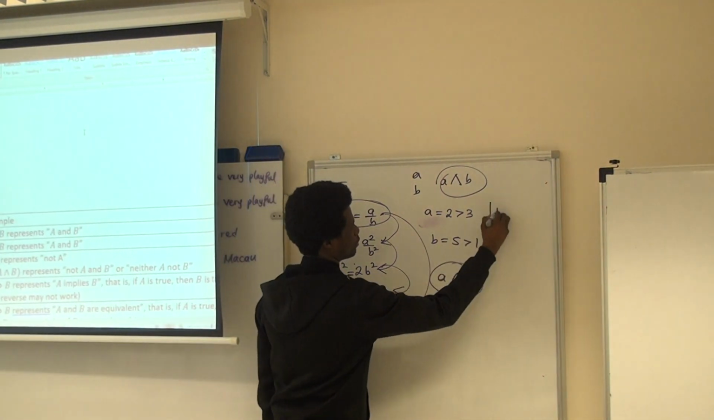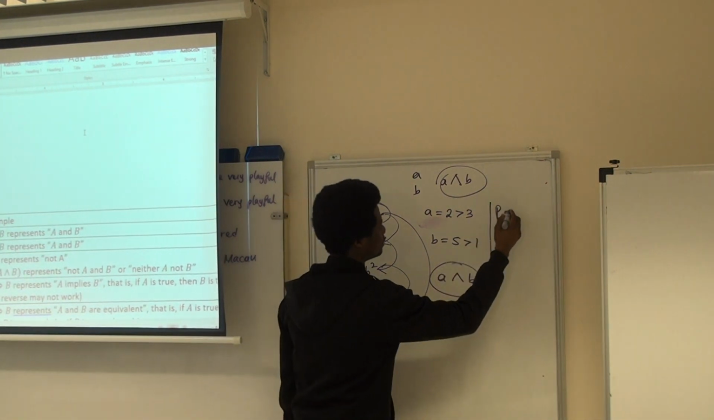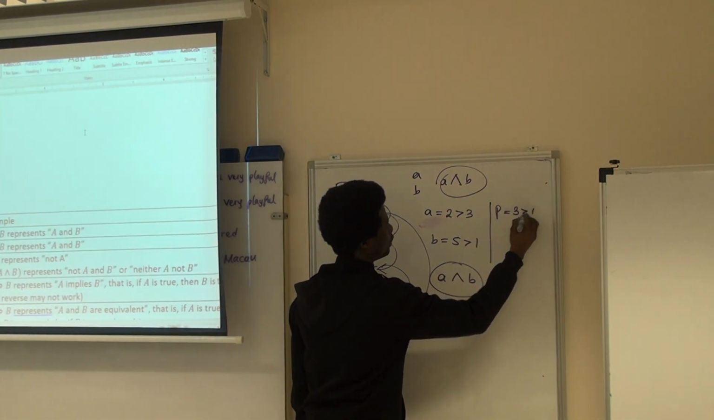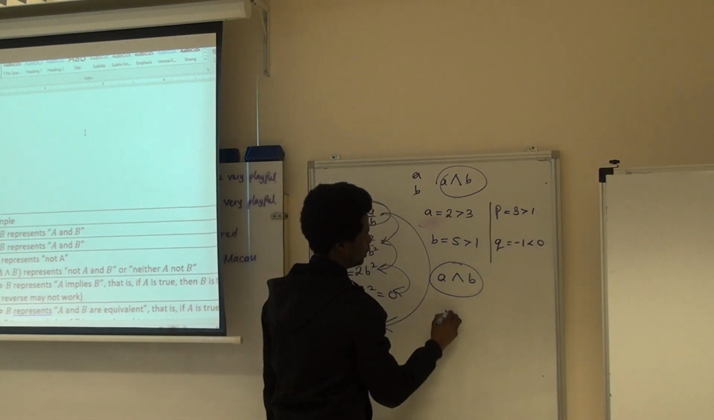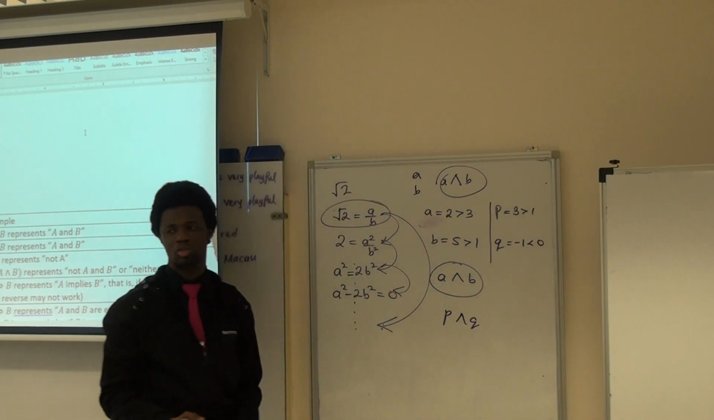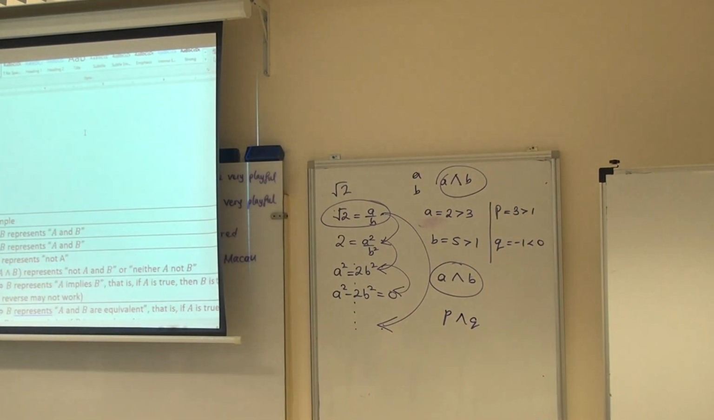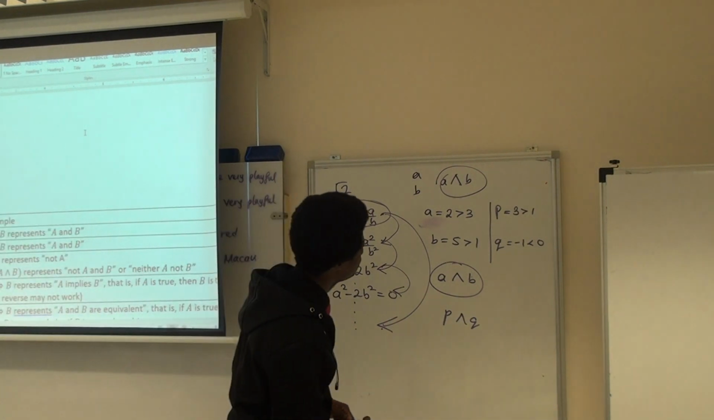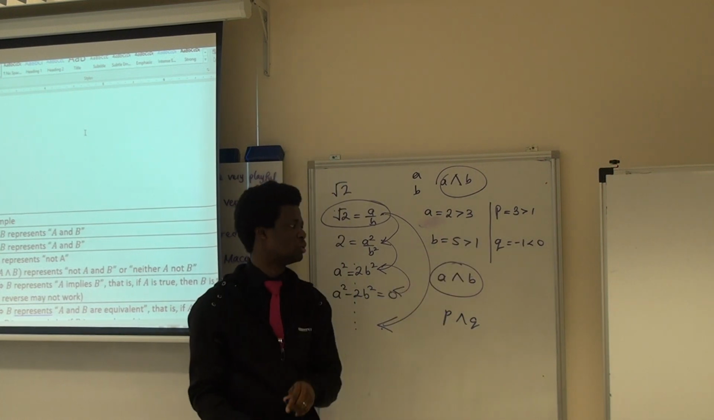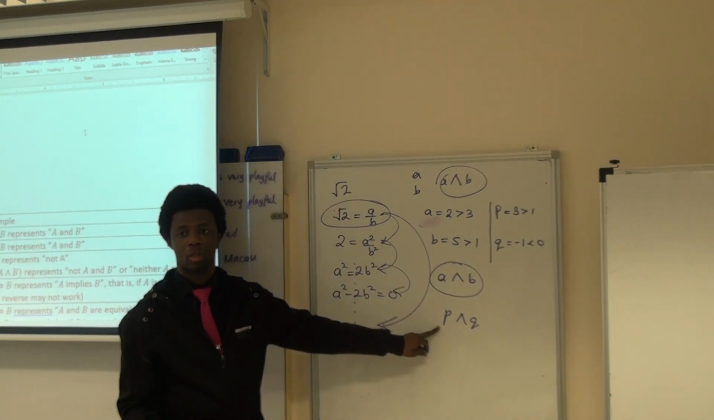But if both are false, what do you think happens? Let's say P is 3 greater than 1 and Q is minus 1 less than 0, P conjunction Q. What is the truth value of that? Are you sure? Are you saying we're going to get true? Oh, did I say both are false? Oh, mistake. For both true, do we have true here? Yes.